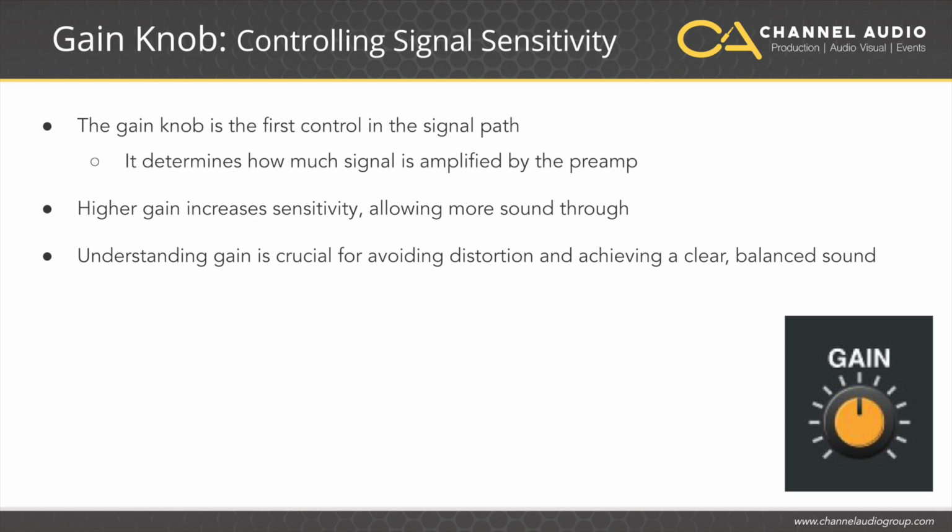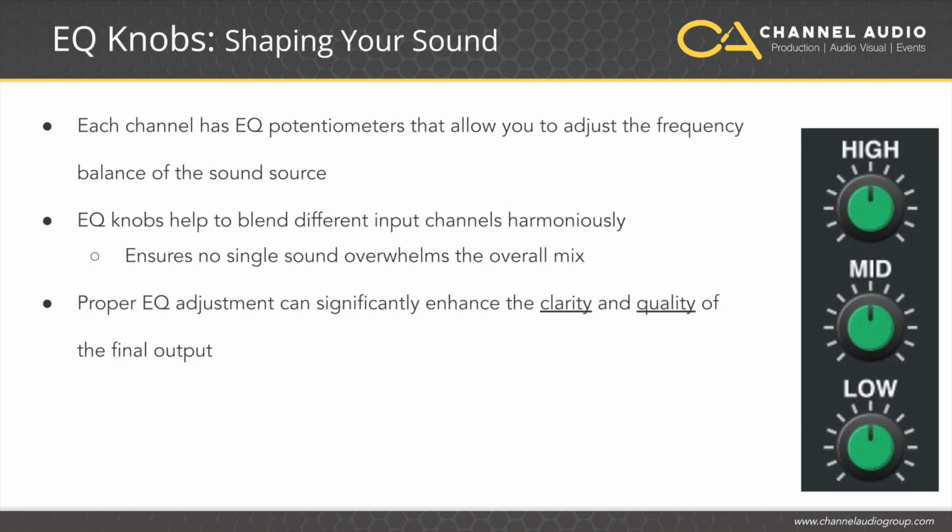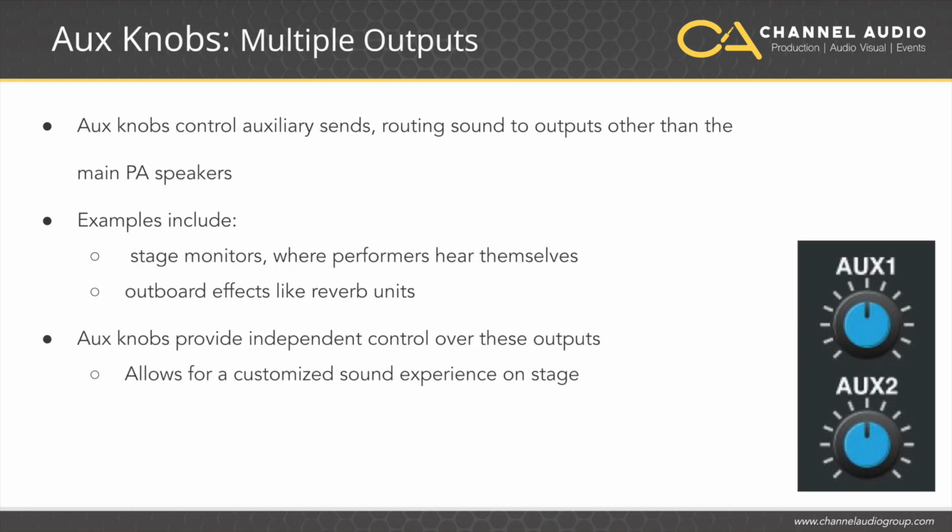EQ knobs. Every input sound source corresponds to a channel, and each channel typically has EQ potentiometers. These allow you to control the sound source's frequency balance individually. With the EQ knobs, you are able to adjust the timbre or the tone of each input so they blend harmoniously with one another. Now, let's get on to our third knob, and that's the aux knobs.